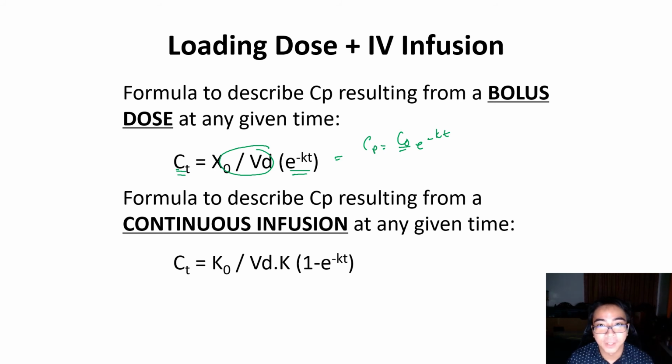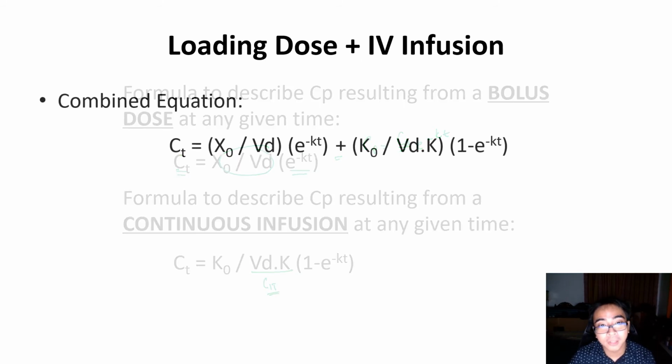Okay? So yan yung resulting plasma concentration after an IV bolus dose is given. And then ang resulting plasma concentration after giving a drug via continuous IV infusion. So ang VDK na yan is just simply clearance. It's 1 minus E negative KT. So you can combine both, class.